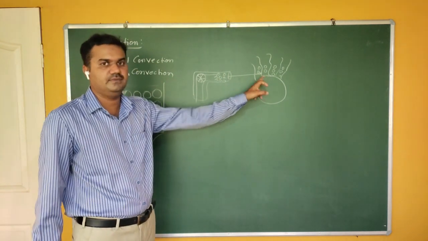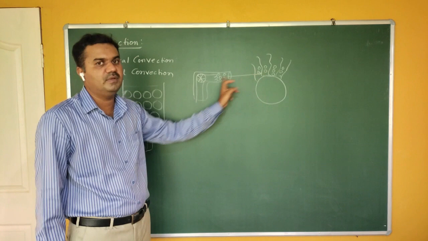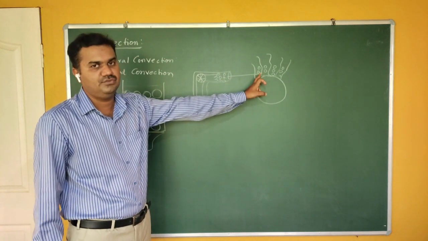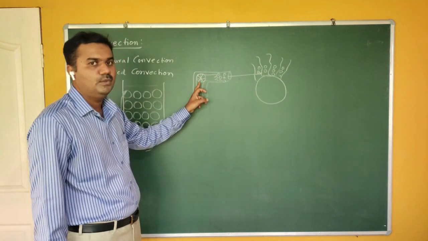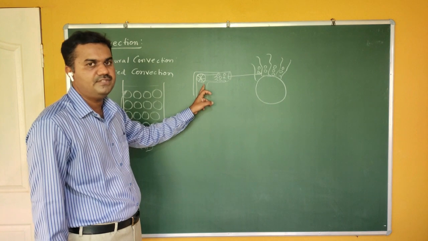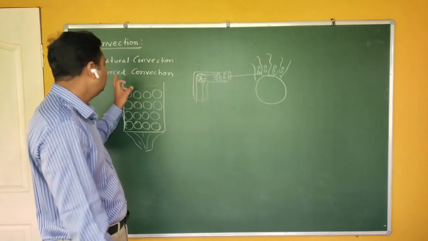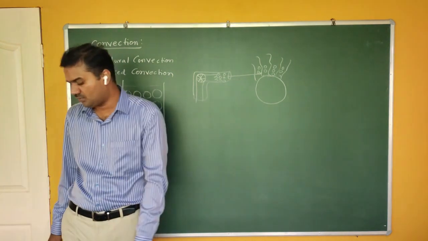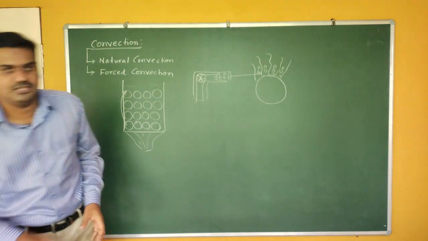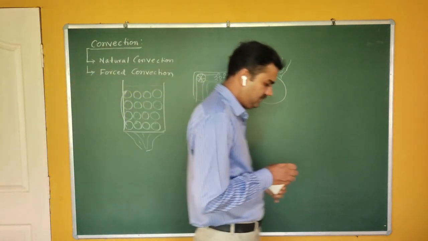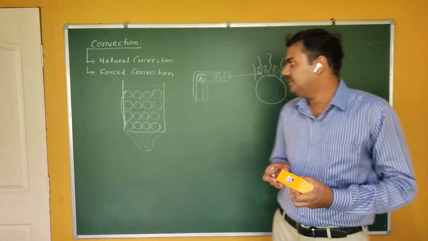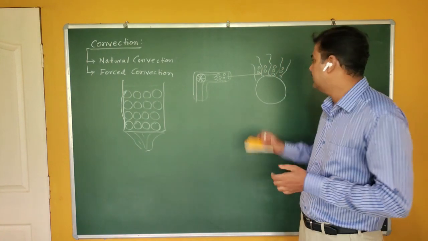So therefore the hot air molecules move from this point to this point. So this is a convection. They carry the heat energy, but it is not natural. You are pushing. This fan is pushing the air. Therefore now that convection is called forced convection. So you have the two type of convection. One is called natural convection and second is called forced convection.